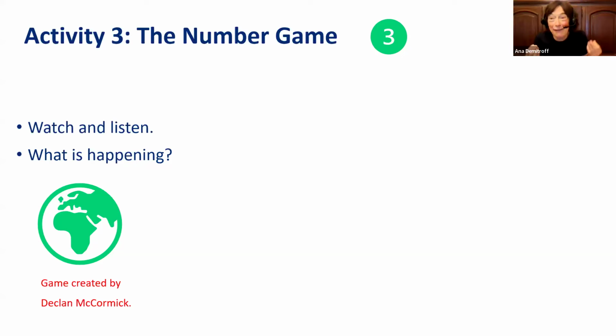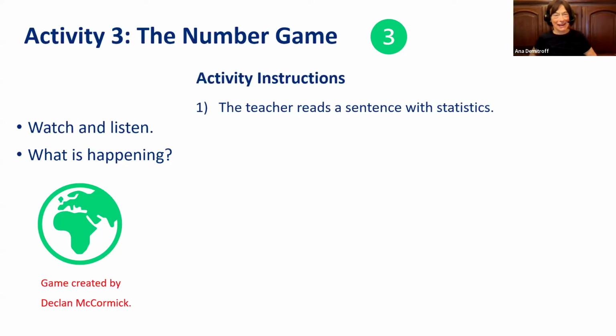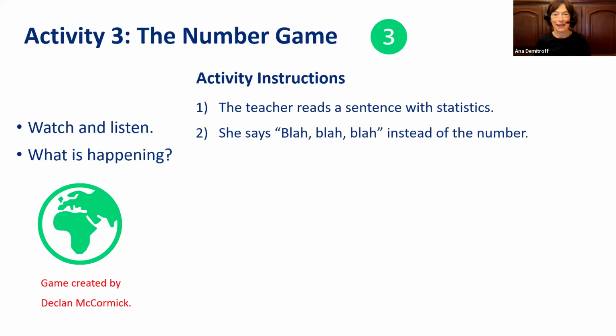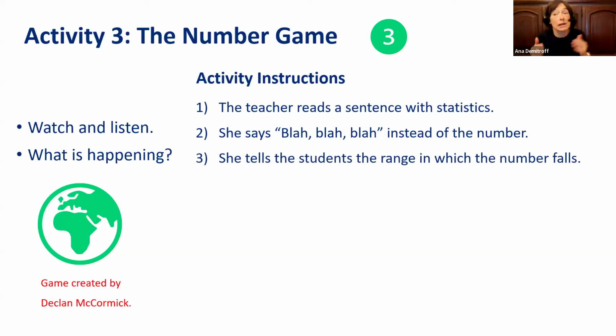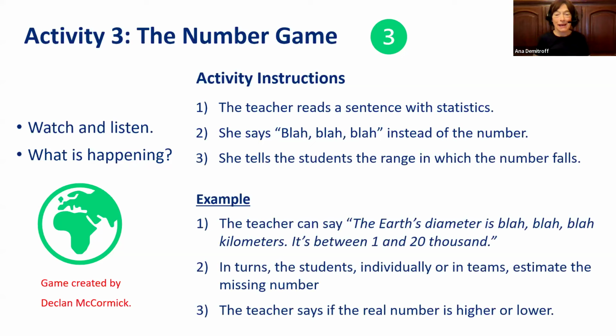So good. This is a very intensive listening game. How do we play? And actually, it was intensive for us right now, even though we did it briefly. The teacher reads a sentence with statistics. She says blah, blah, blah instead of the number. She tells the students the range in which the number falls. So, for example, I started with the Earth's diameter. It's blah, blah, blah kilometers. I said it was between 1 and 20,000. In turns, the students, individually or in teams, but if you do have teams, have a captain to speak for the team. They say the missing numbers or the estimate. And the teacher says if the real number is higher or lower.